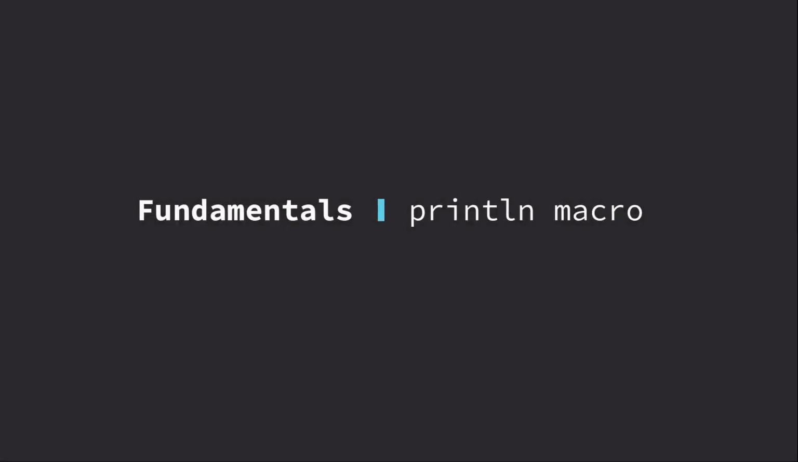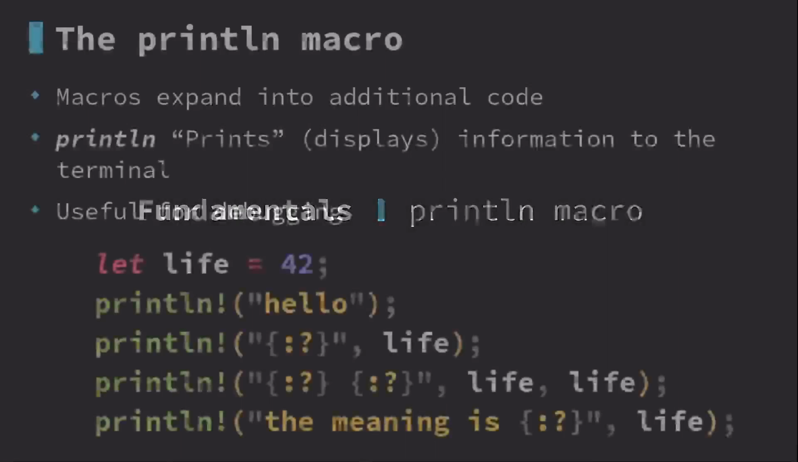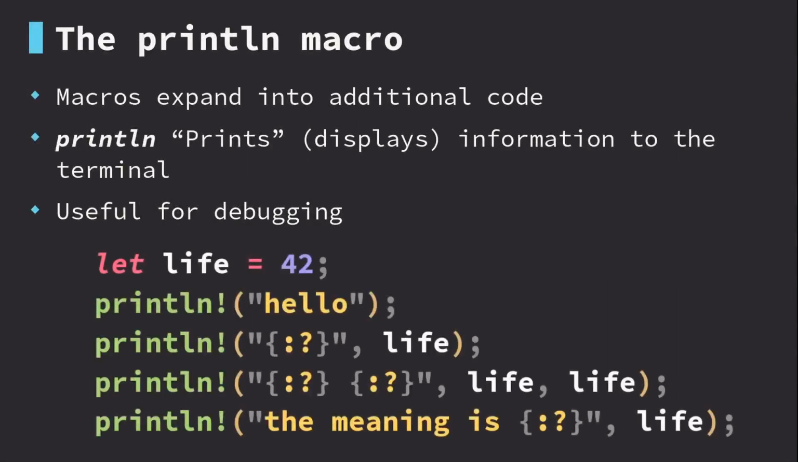In this video, I'll be covering the println macro. Macros are similar to functions, except instead of running code, they expand into more code. The println macro prints or displays information to the terminal. So this would mean when we use println, it expands into additional code, and that code will print information onto the terminal. And this could be useful for debugging.